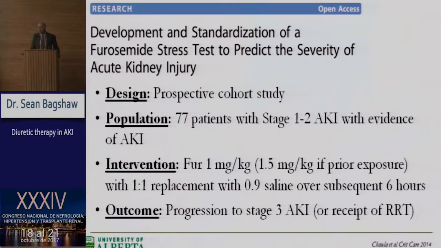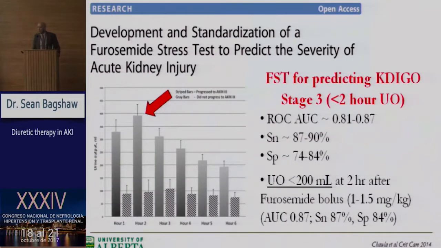Right, 1 milligram per kilo, or 1.5 milligrams per kilo if they'd already received diuretics at some point, as a single bolus. And really to measure the response they had to that single bolus to help you prognosticate how severe their acute kidney injury is and perhaps help you inform clinical decision making. So the primary endpoint was progression to stage 3 AKI. And the main results suggested that this furosemide stress test actually was a pretty reasonable tool to predict who would go on to develop stage 3 AKI.